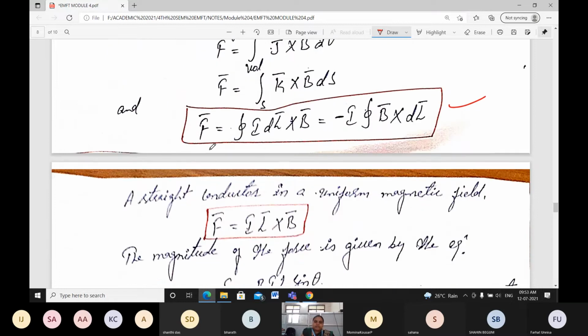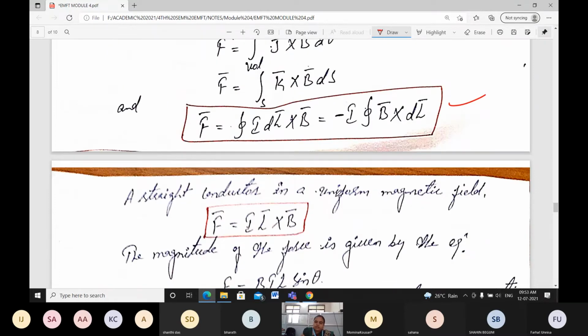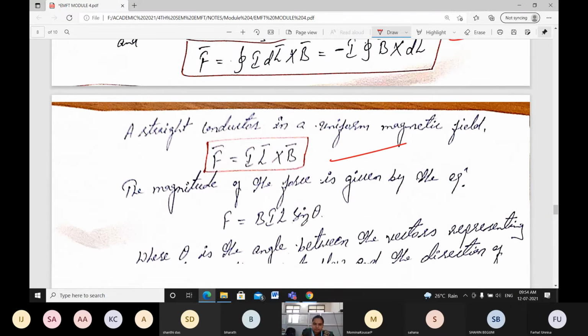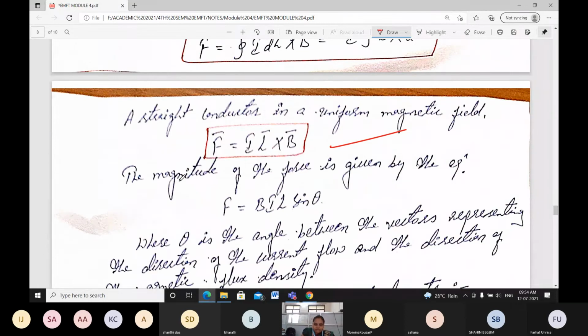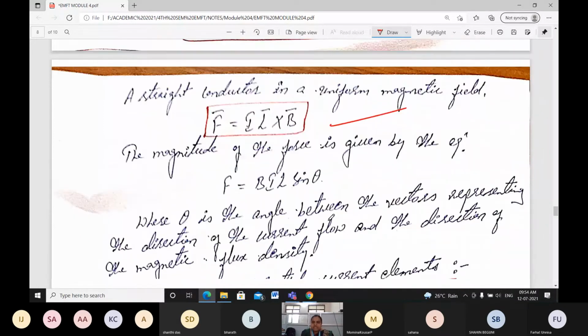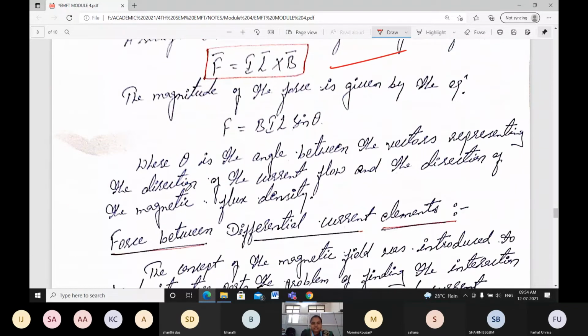Remember this equation. Then for a straight conductor in a uniform magnetic field, instead of going for integration, F equals I L cross B. This is the equation you will be getting. Then the magnitude of the force is given by F equals B I L sine theta, where theta is the angle between the vectors representing the direction of the current flow and the direction of the magnetic flux density. This is what theta is giving us.